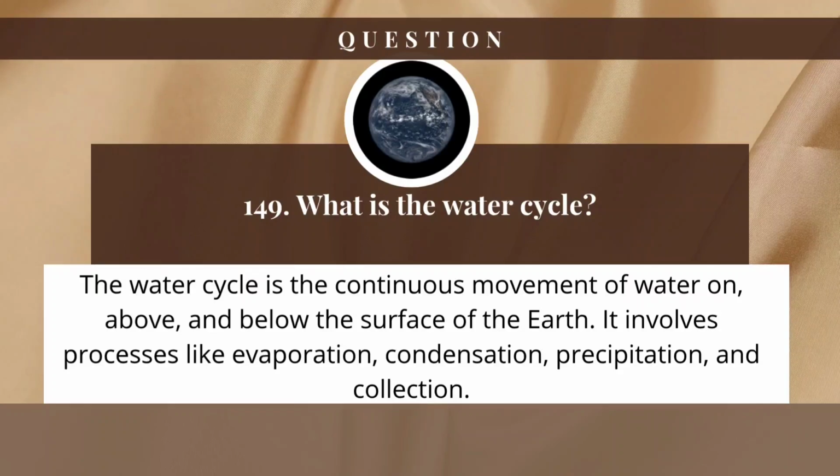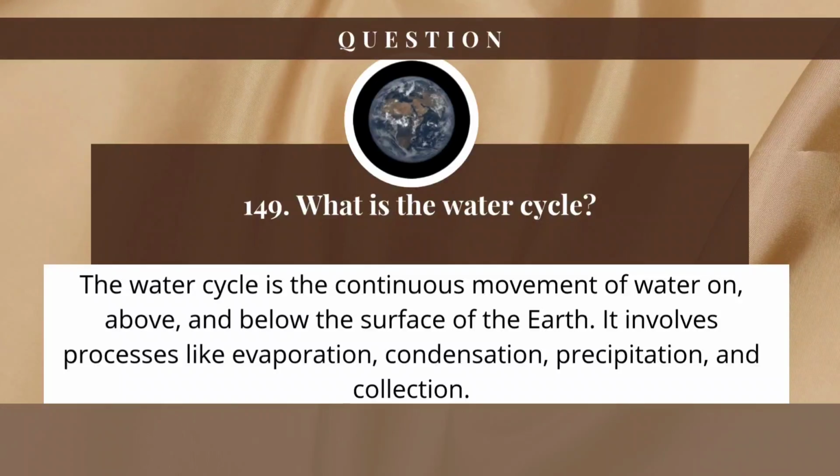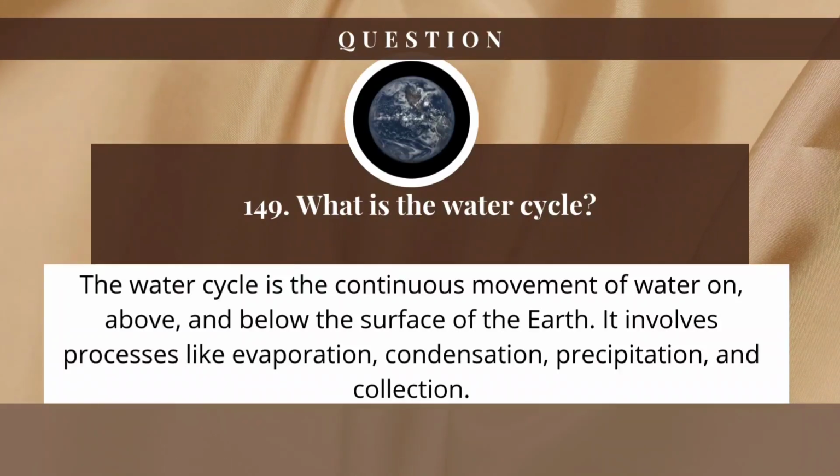Answer: Russia. 149. What is the water cycle? Answer: The water cycle is the continuous movement of water on, above, and below the surface of the Earth. It involves processes like evaporation, condensation, precipitation, and collection.